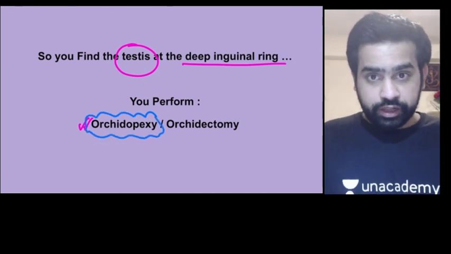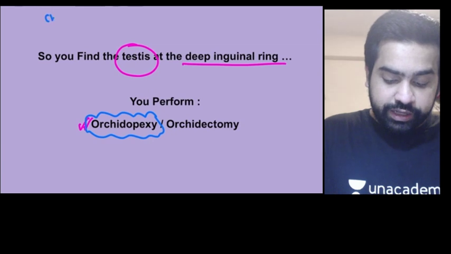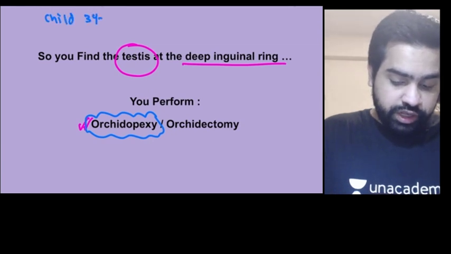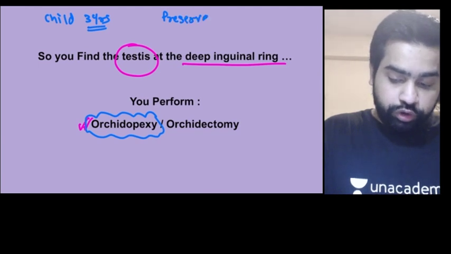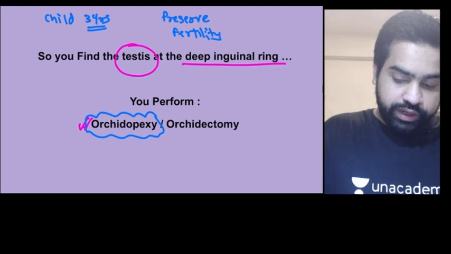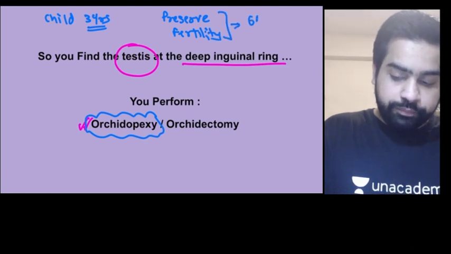Now if you look at the clinical scenario, you will argue that the child is about 3 years of age, and if you want to preserve the fertility, the best time to go for an Orchidopexy is between 6 months to 1 year.